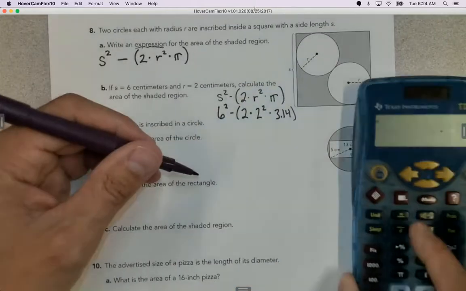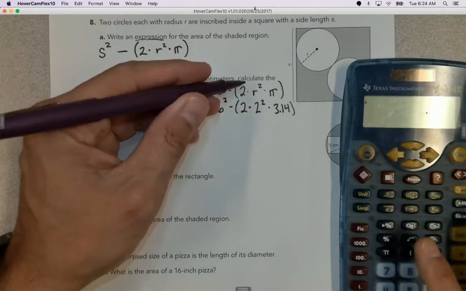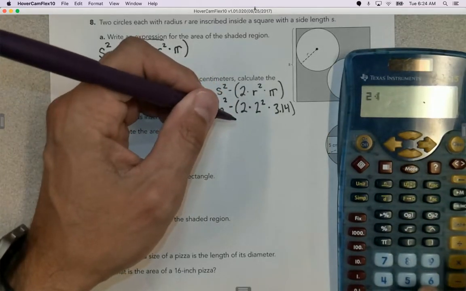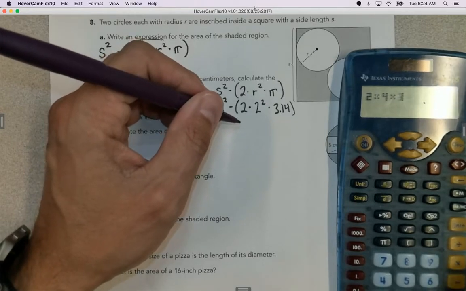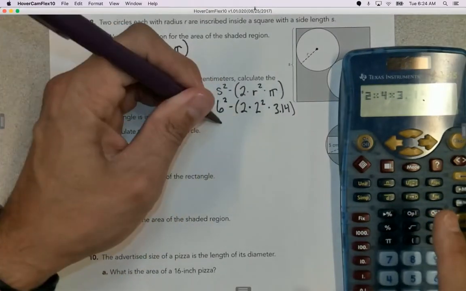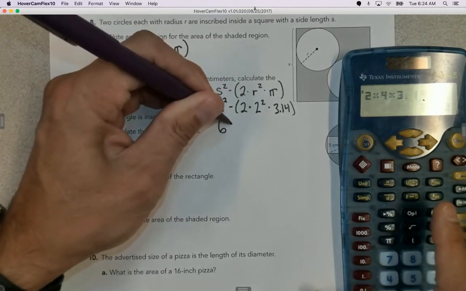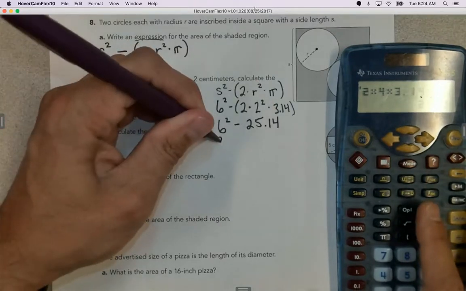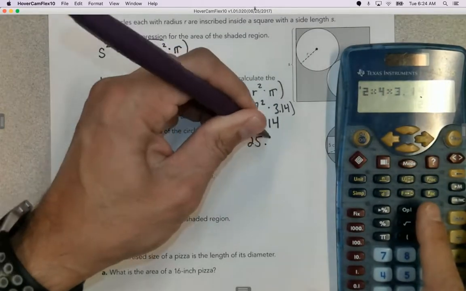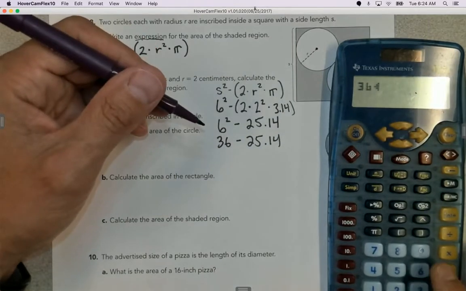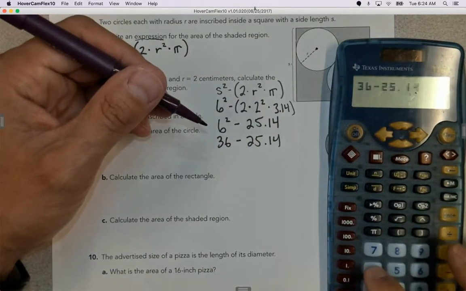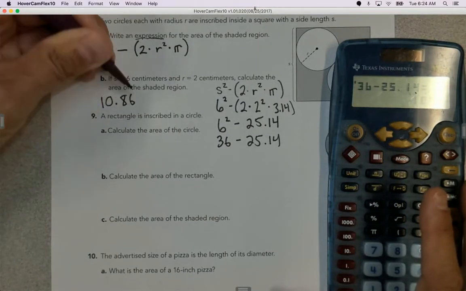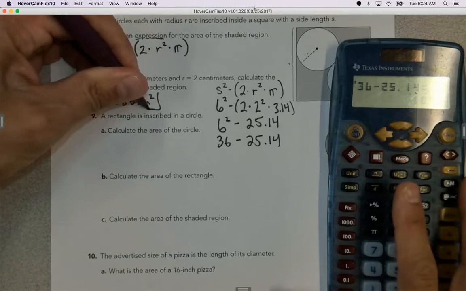Okay, so if I look on the inside here, I would have 2 times 4 times 3.14. And so then I would have 6 squared minus 25.12. Then I would have 36 minus 25.12. And I would get a shaded region of 10.86 centimeters squared as my answer.